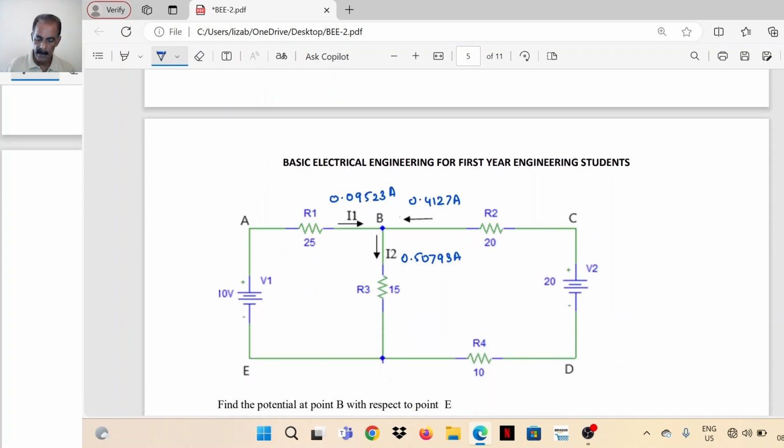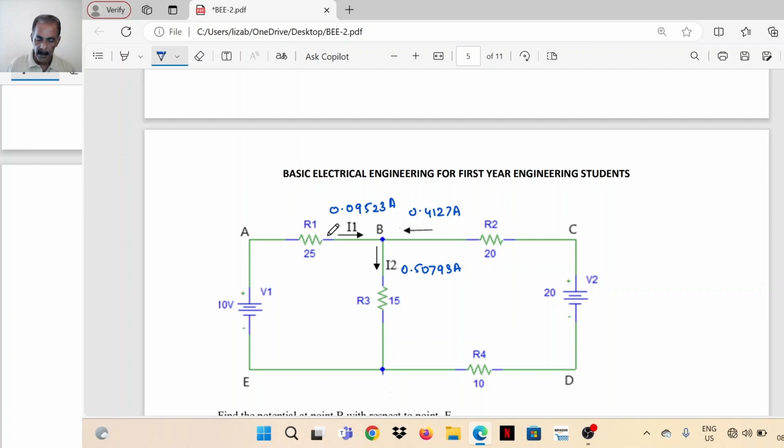You can check it. 0.09 is coming to junction B. 0.412 is coming to junction B. If we add it, we will get 0.507. That is the outgoing current from junction B. This is from B to ground.